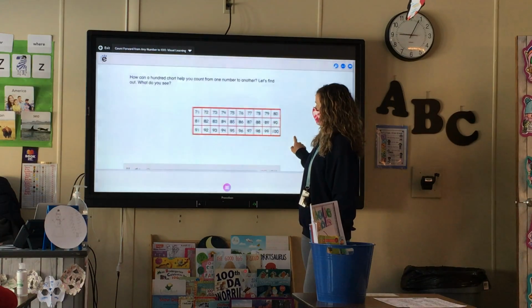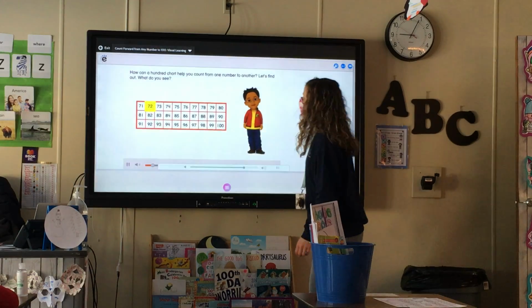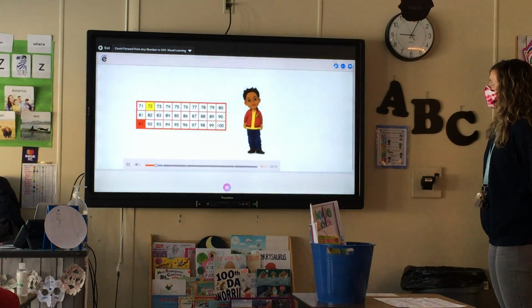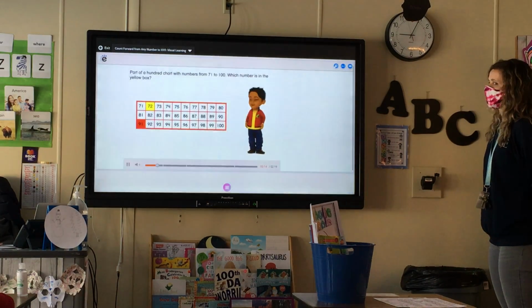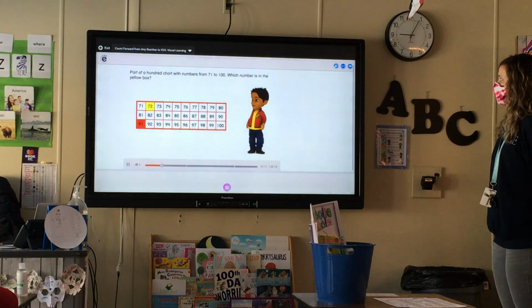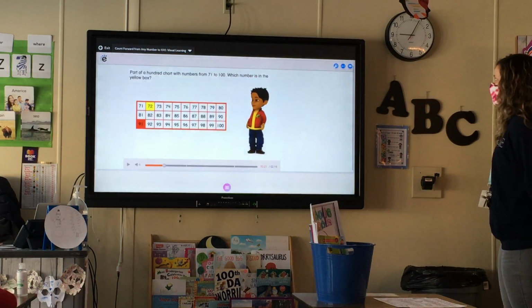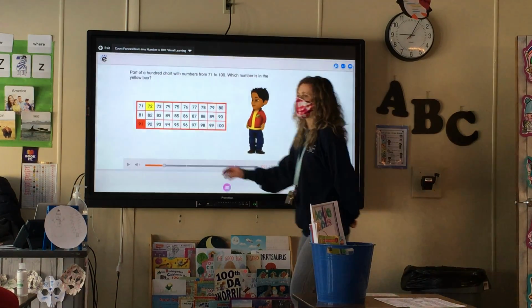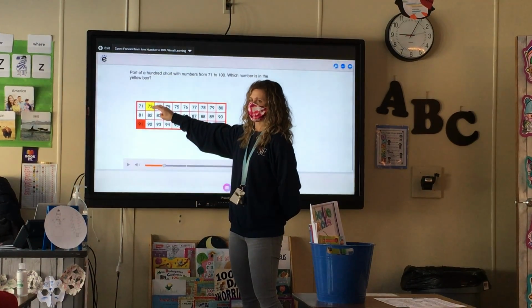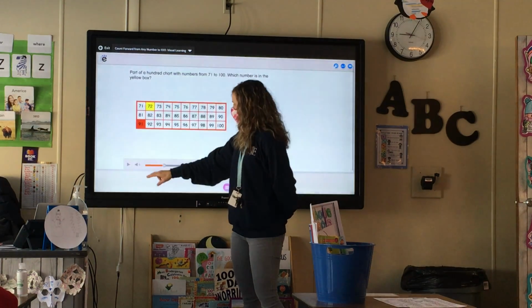Here it comes. How can a 100 chart help you count from one number to another? Let's find out. What do you see? Numbers. Part of a 100 chart with numbers from 71 to 100. Which number is in the yellow box? 72. Very good. 72. So when it starts with 7, we say 70, right? Okay, so 72. What's the number, Alina? 72. Good. What's this number, Caitlin? Yes. Very good. 72. Okay.